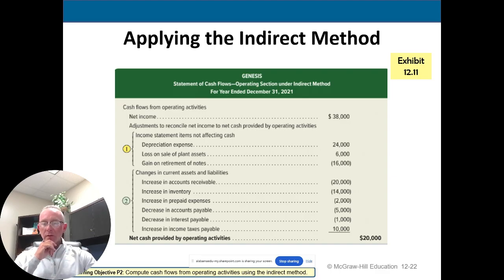I'm zeroing them out by doing this, and then I get to take off running with the analysis of these accounts. So this is my net cash provided from operating activities. My operating activities is $20,000. So then I can go through and look at my investing and financing sections now.